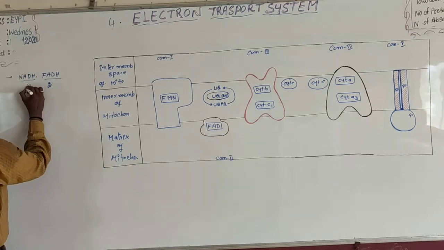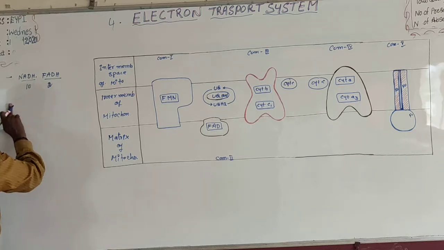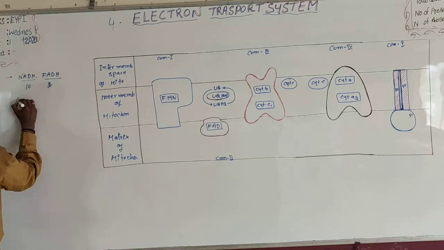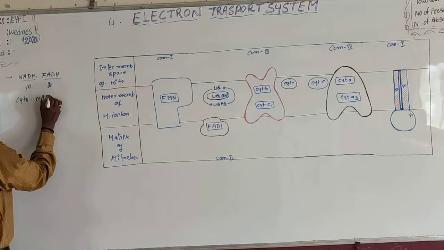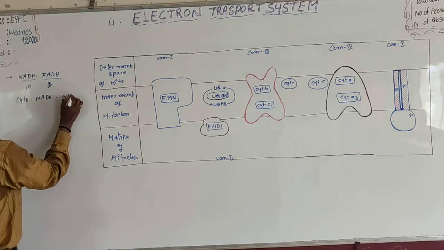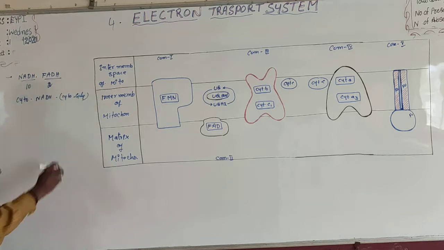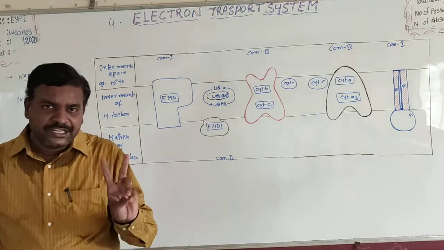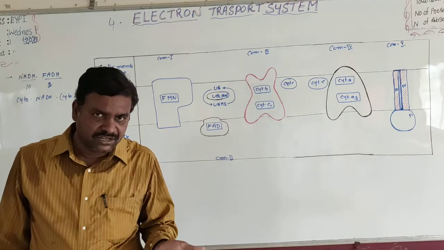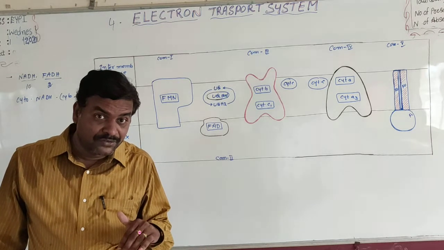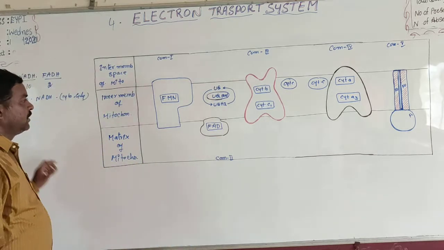Then these NADH2, they can be classified into 2 types. One is cytosolic NADH, means they are found in the cytosol, means glycolysis. 2 NADH2 are found in glycolysis. Glycolysis takes place in cytosol. So these NADH2 of glycolysis are called cytosolic NADH2.